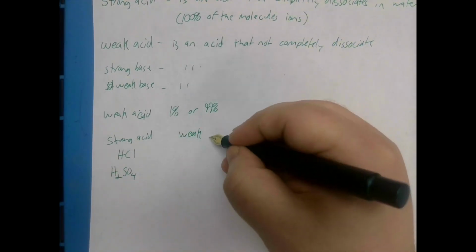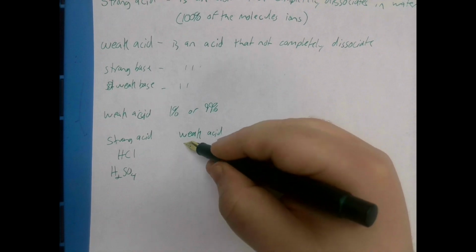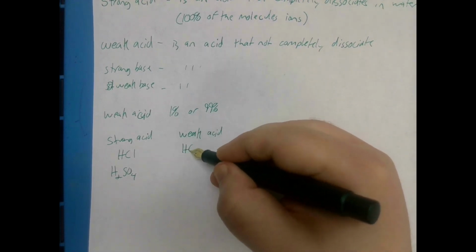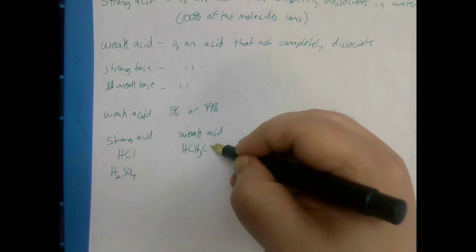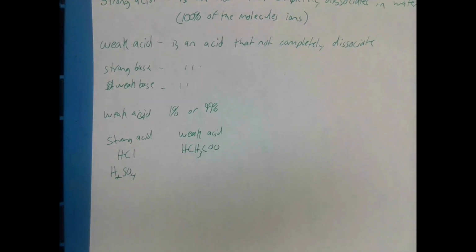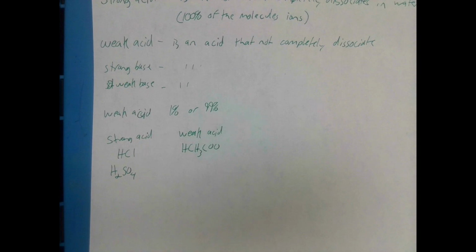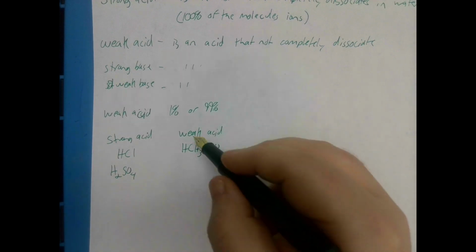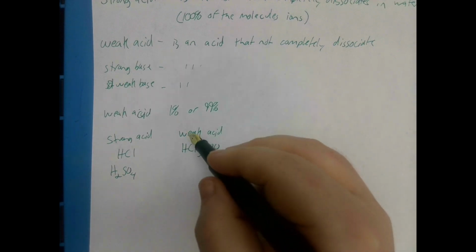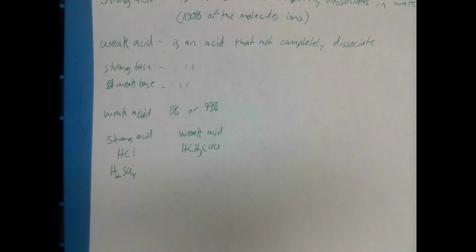Let's look at some weak acids. Vinegar. Vinegar is a weak acid. You can get vinegar on your skin, no big deal. But this is where the danger lies in the word weak. Just because it's weak doesn't mean it's not dangerous.